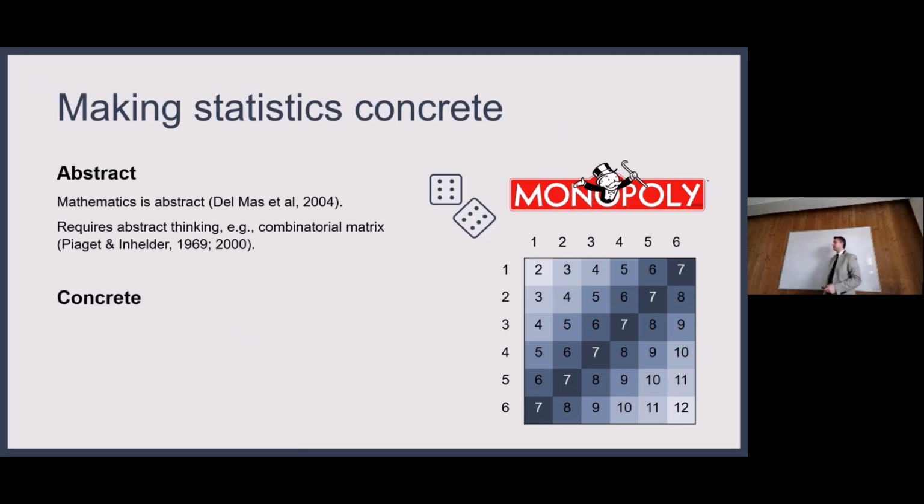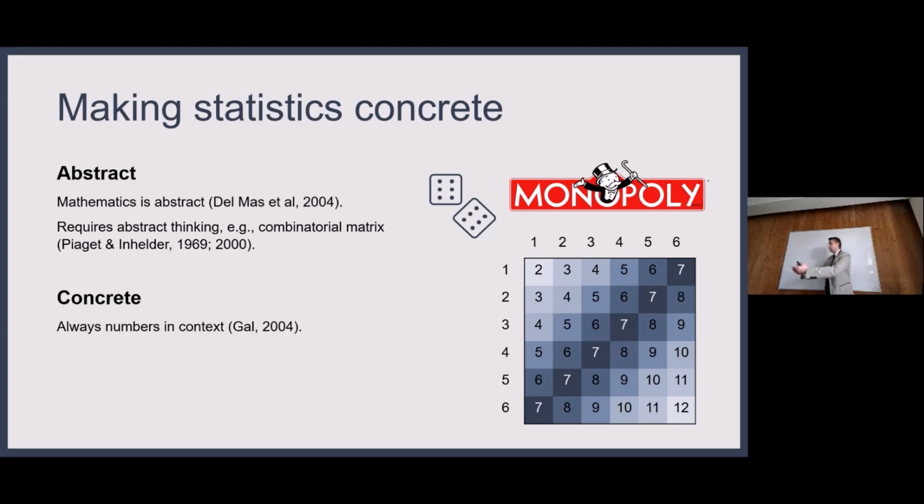The good news is that statistics is always concrete in the sense that it's always numbers in a particular context. It's not just 2 plus 2 equals 4. It's always 2 of something plus 2 of something equals 4 of something. So it's always concrete, grounded in the real world.